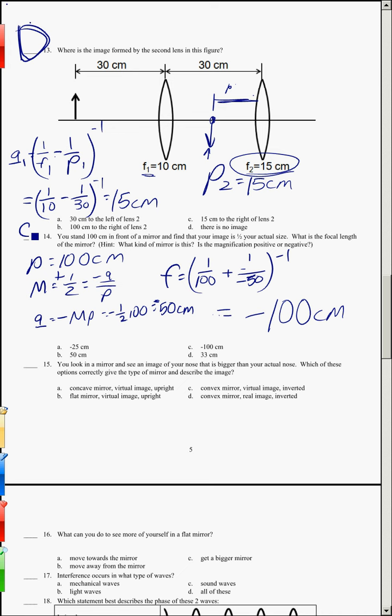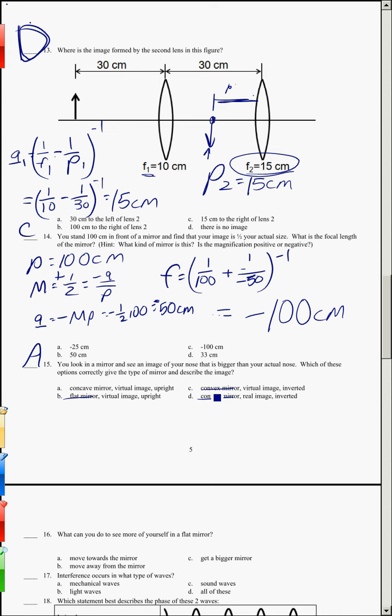You look in a mirror and see an image of your nose that is bigger than your actual nose. Which of these options correctly give the type of mirror and explain the image? Alright, the only mirror that makes a bigger image than the object is the concave mirror. So that gives us the answer right away. It has to be A, because it's not a flat mirror and not a convex mirror.